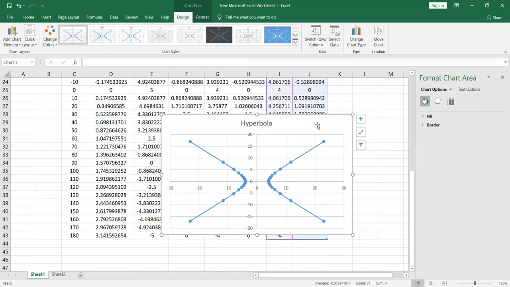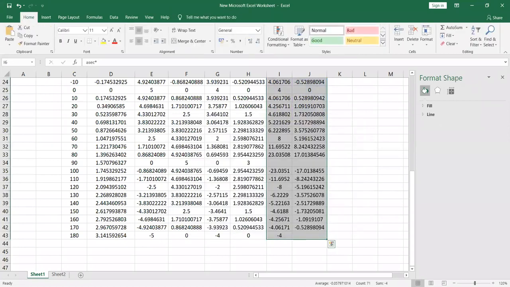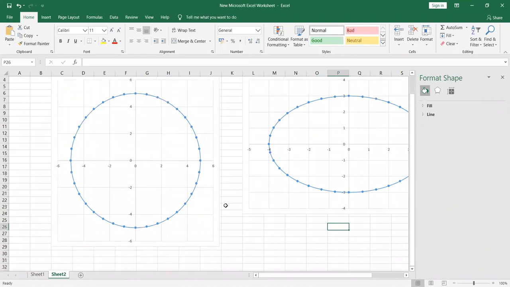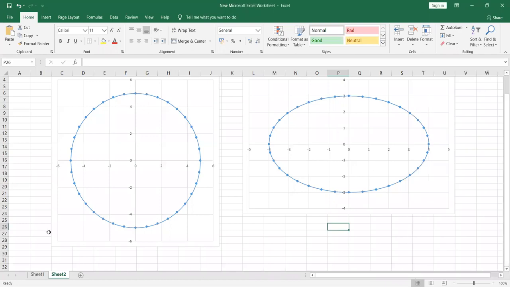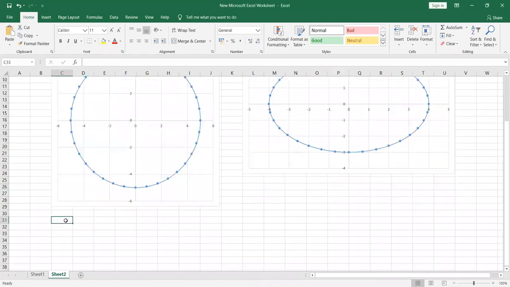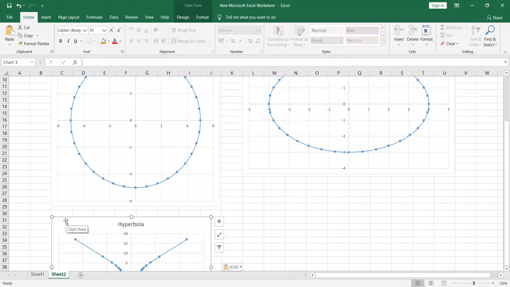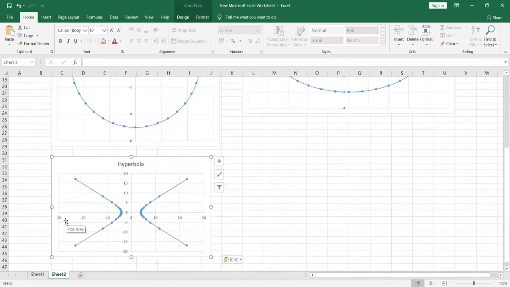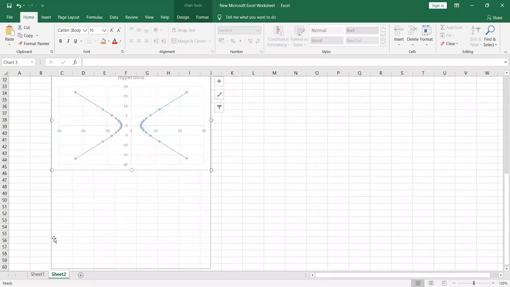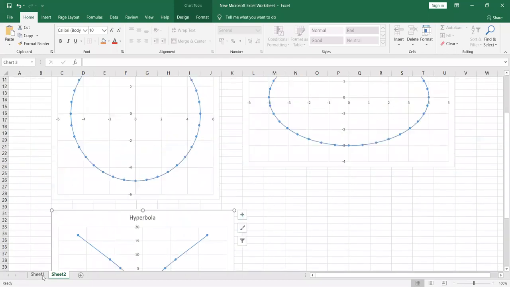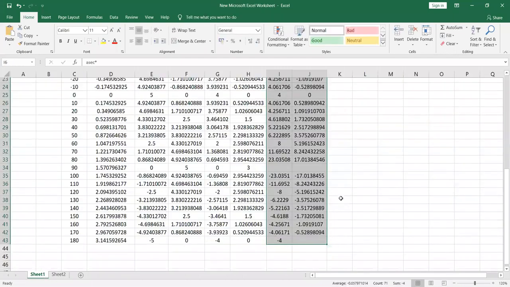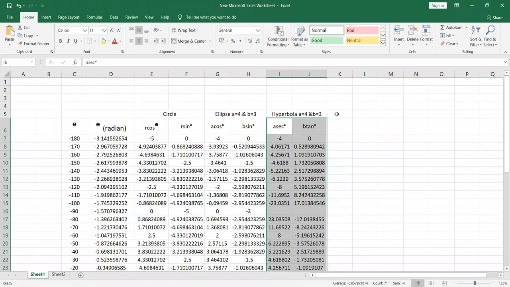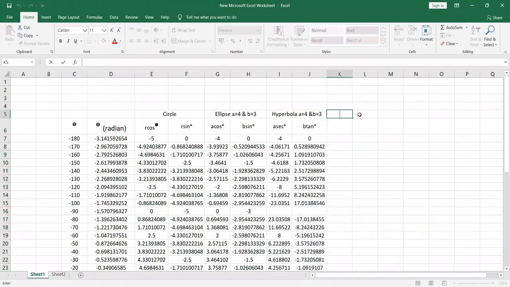Again, do the same procedure, that is Control X, means cut the graph. Go to sheet number 2, select any cell like this and press Control V, that is cut paste. So the graph of hyperbola will appear here like this. Okay, and now let's move toward the last figure of conic section, that is parabola.